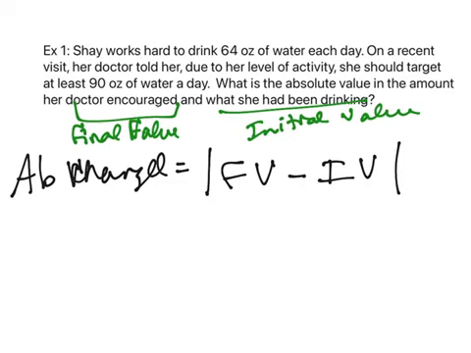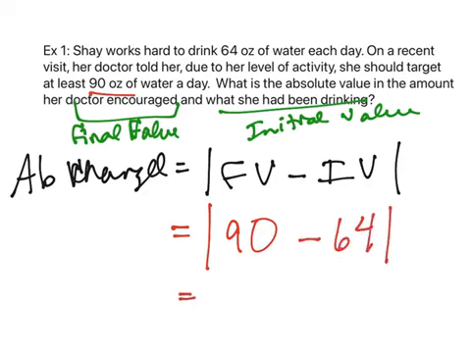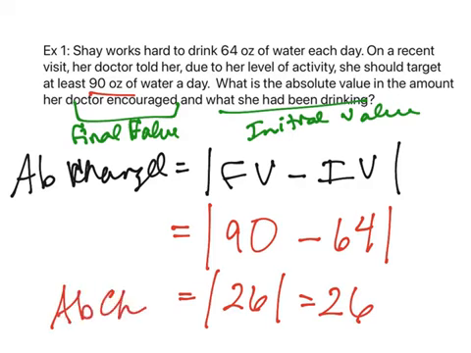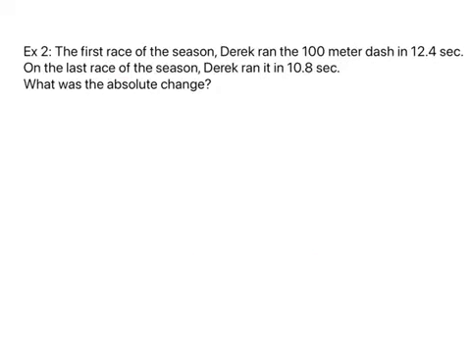Let's plug in the numbers that we have. I know my final value is 90 because the doctor encouraged 90, minus the initial value of 64. 90 minus 64 is 26, and the absolute value of 26 is 26. The absolute change is 26 ounces if we want a label. So that's the idea. Let's go on to our second example.